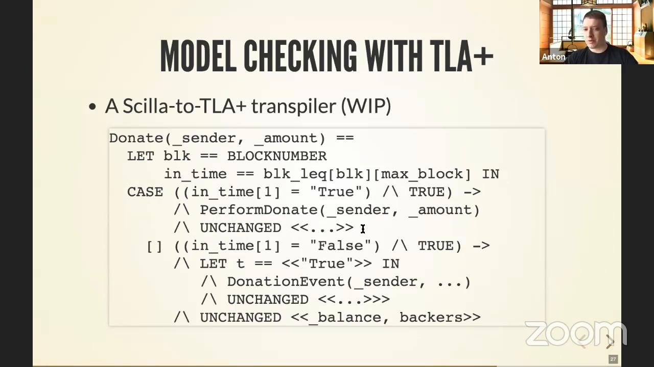I'm not showing you a pretty big expression over here, but here you can see that sometimes the balance and backers are not changed, right? And they are not changed, for example, if it's after the deadline, right? We're not accepting any more donations. So the backers map and the balance cannot be changed.